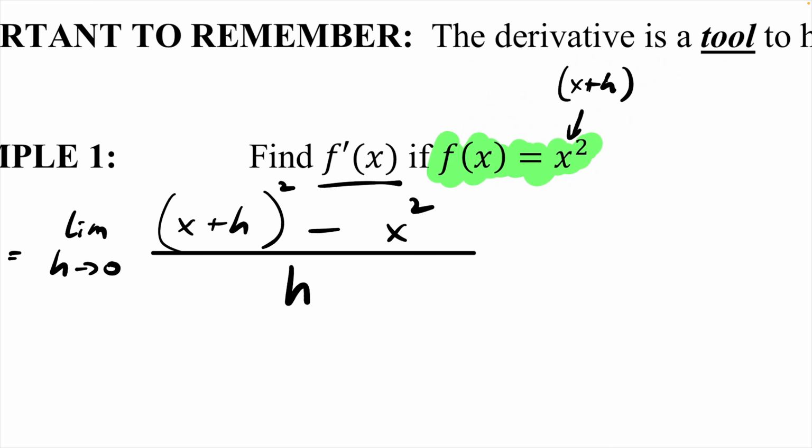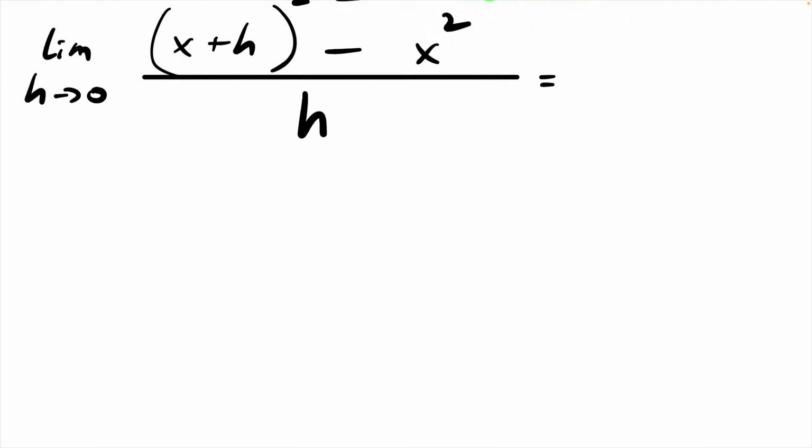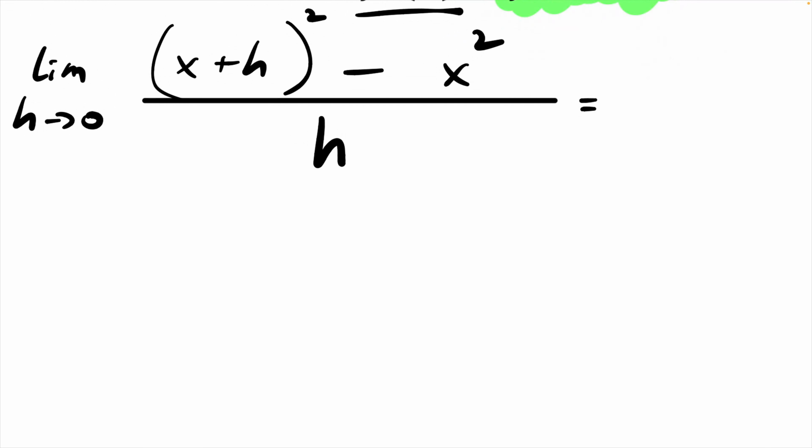What do we do now? Go back to last chapter, last unit. What did we do after that? Picture you had this on the test. What would you do? Plug in 0. Let's plug in 0, for h though, not for x. We plug it in for h.